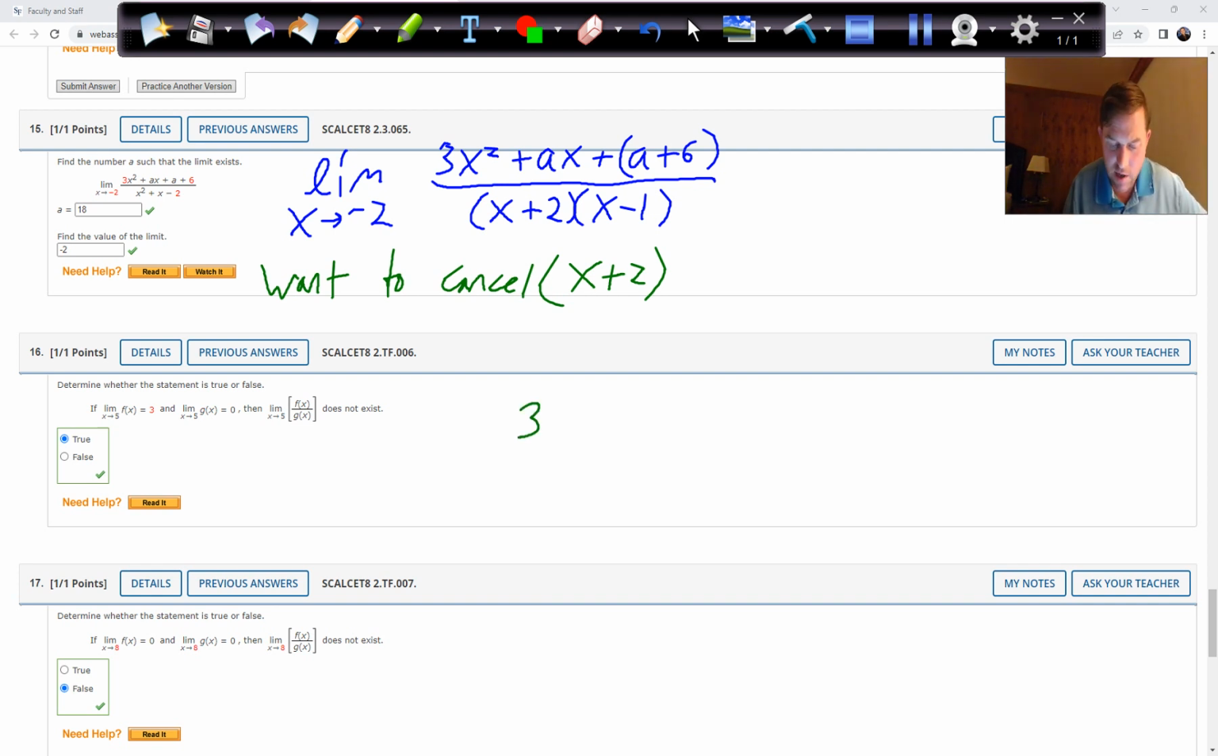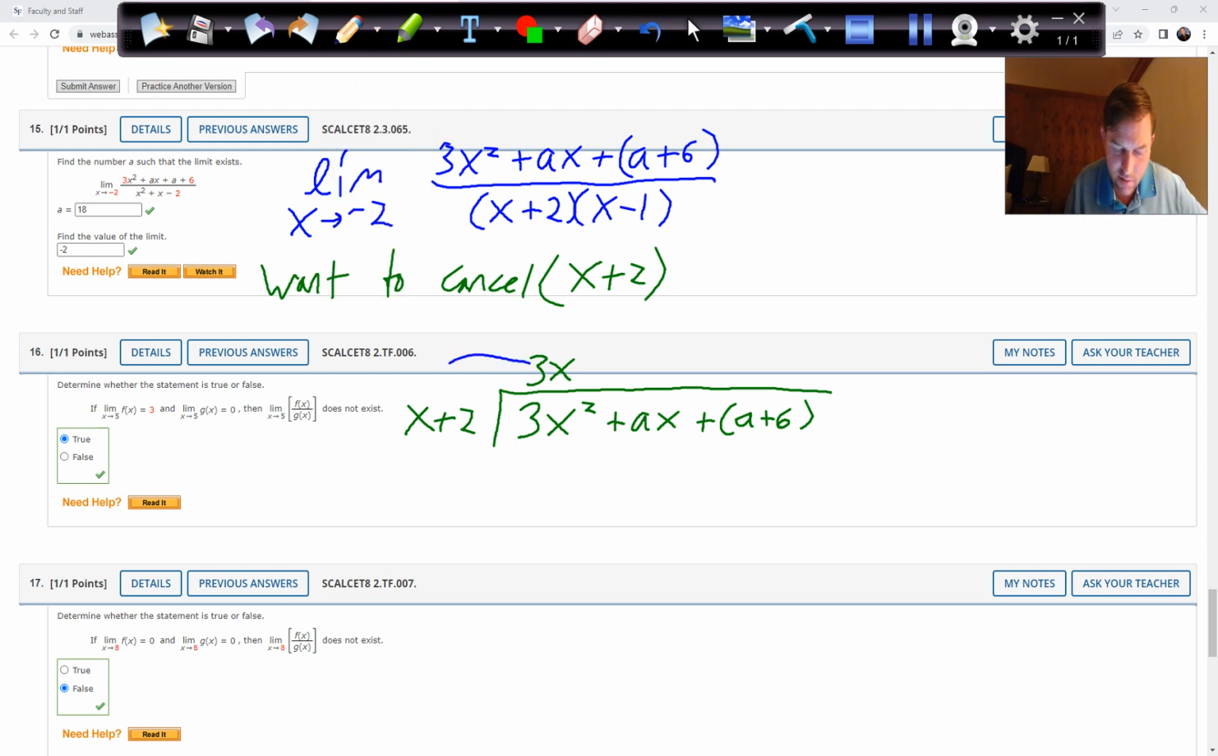You write 3x squared plus ax plus a plus 6, and you long divide that by x plus 2. So basically, in essence, we're saying I want this to be divisible by x plus 2. So let's review long division. You start with x and you say, how many times does that go into 3x squared? Well, it goes in 3x times. And now you multiply down into x and get 3x squared, and into 2 and you get plus 6x. And then you subtract.